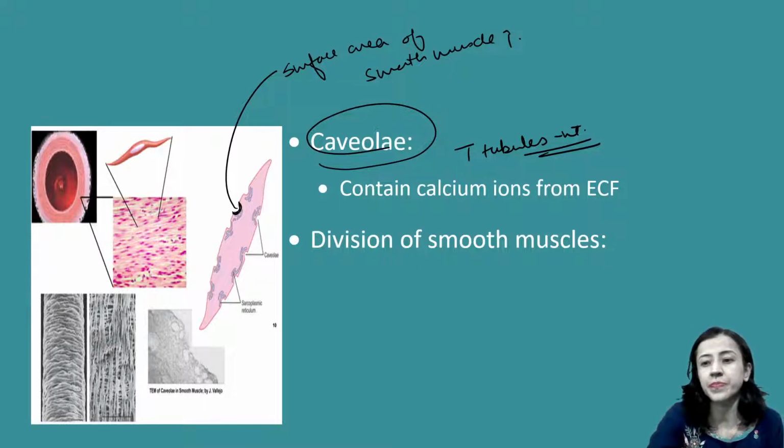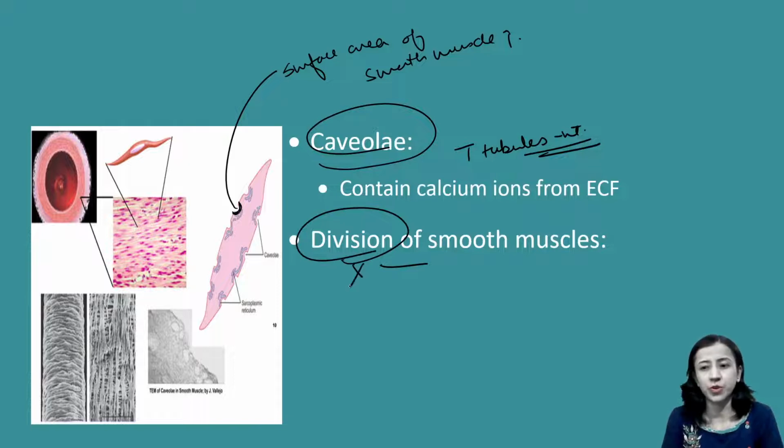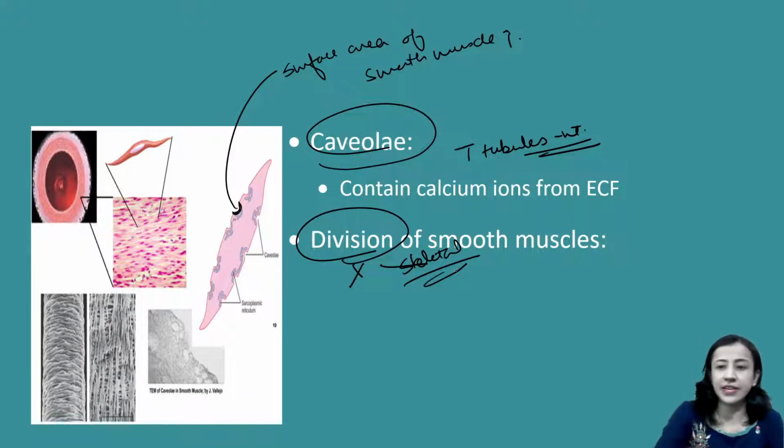Now another important thing is another difference between smooth and skeletal muscle, that is, unlike skeletal muscle, okay, smooth muscle cannot divide after differentiation is complete. After birth, the differentiation gets completed and then division is not possible in skeletal muscle. But smooth muscles, they can divide.